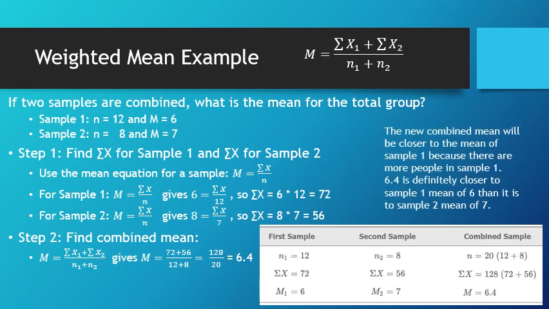One thing that I want you to notice is that the new combined mean will be closer to the mean of sample 1 because there are more people in sample 1. Notice there's 12 people in sample 1 and only 8 people in sample 2. So let's look and see what we found. 6.4 is definitely closer to the mean in sample 1. It had a mean of 6 than it is to the mean of sample 2, which is 7.